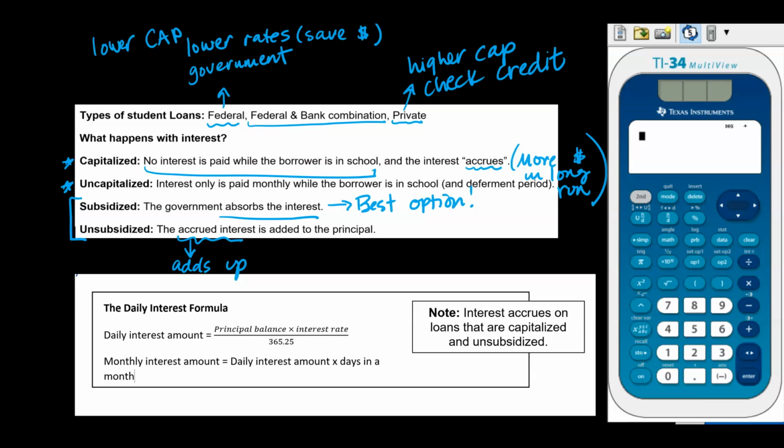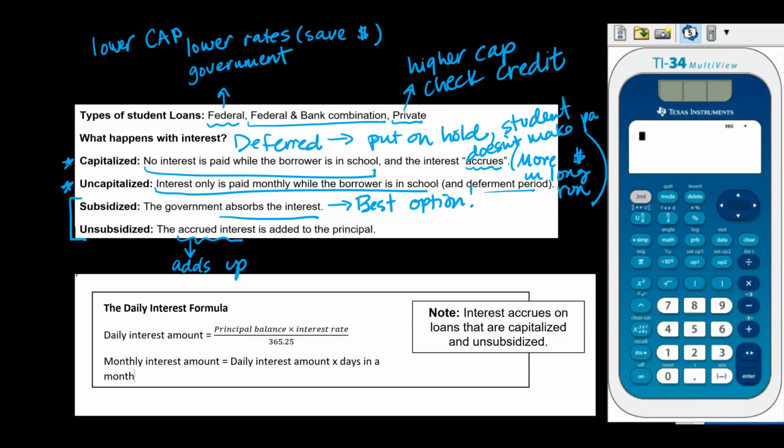Whereas if the interest is uncapitalized, then the students make interest-only payments. It's paid monthly while they're in school, and then they don't have to add that to the principal when the payment is calculated. And then I do want to mention one more thing. It says in parentheses here, and deferment period. So what does that mean? If interest is deferred, that just means that it's put on hold for a certain period of time. Oftentimes it'll be 6 months after a student graduates, where they don't have to make payments. So it's put on hold, and the student doesn't make payments.